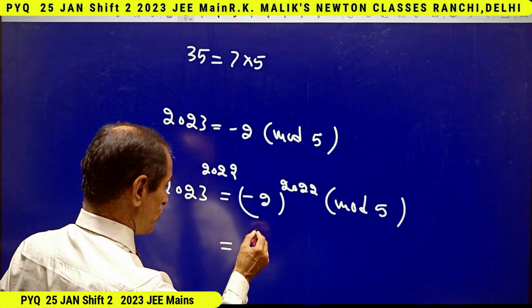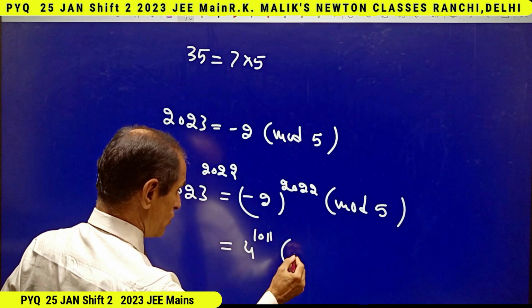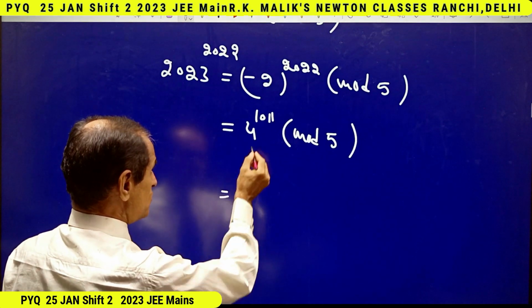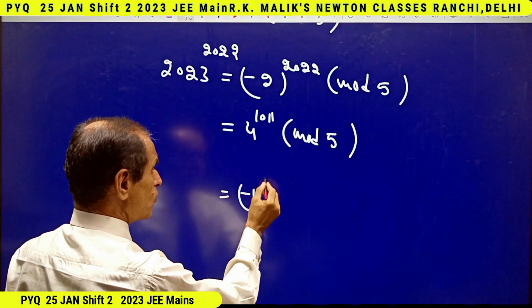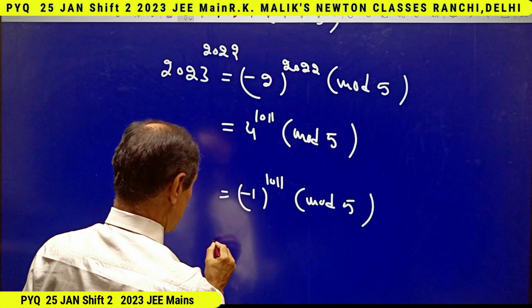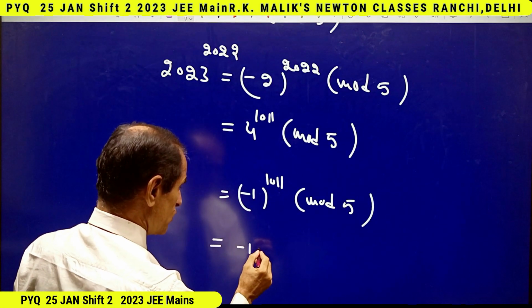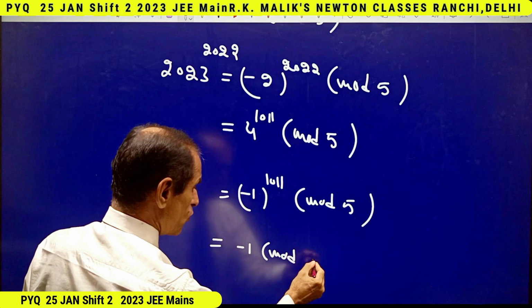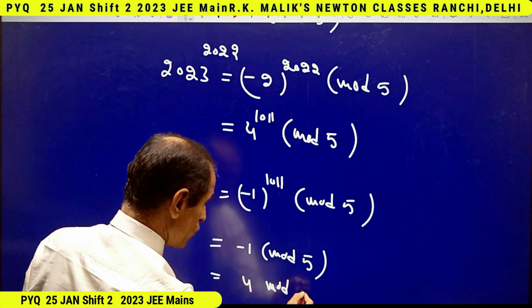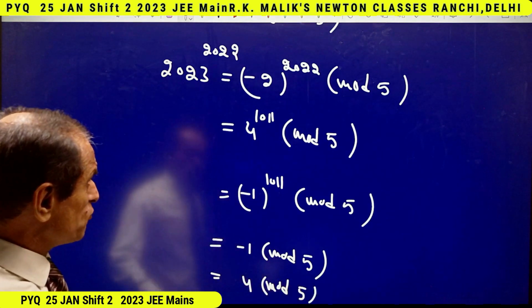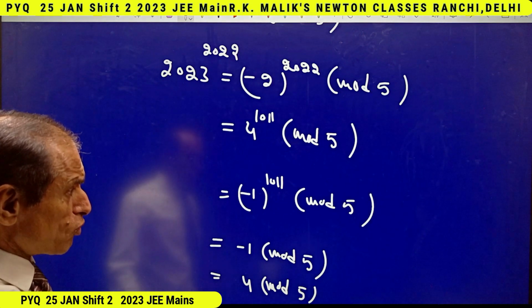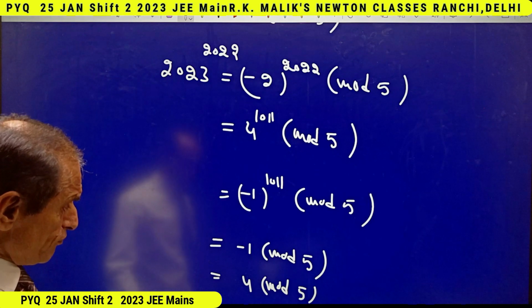This is equal to 4 to the power 1011 mod 5, and this is equivalent to minus 1 to the power 1011 modulo 5, that is minus 1 modulo 5, that is equal to 4 modulo 5. Actually, you can understand this method only if the congruence modulo method is clear to you.